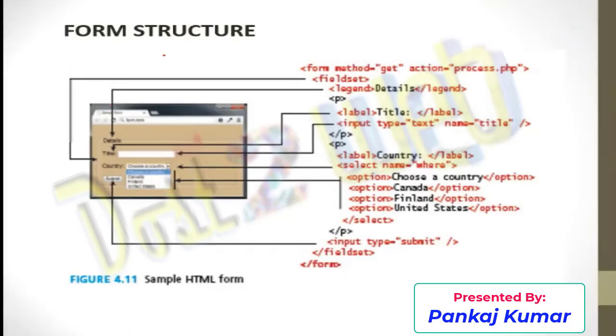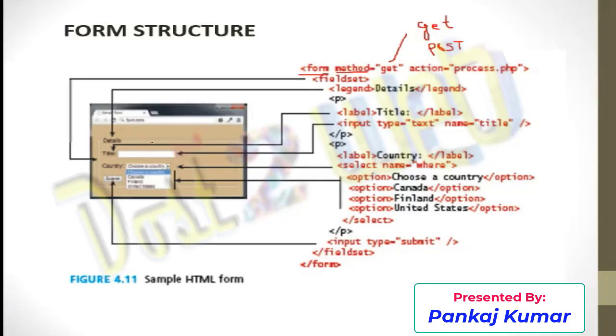Same way here, the form structure: whenever you are going to define the form, you have to use the tag form. Then you write another attribute, that is the method. Generally we use two types of method here. One is the get method, and another one is the post method. We'll see the difference between get and post. And action, why are you going to use action?